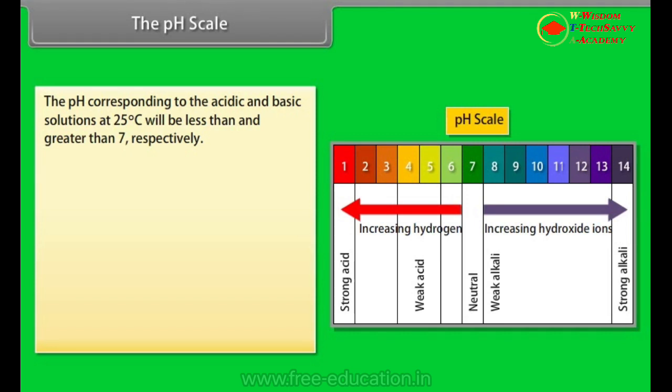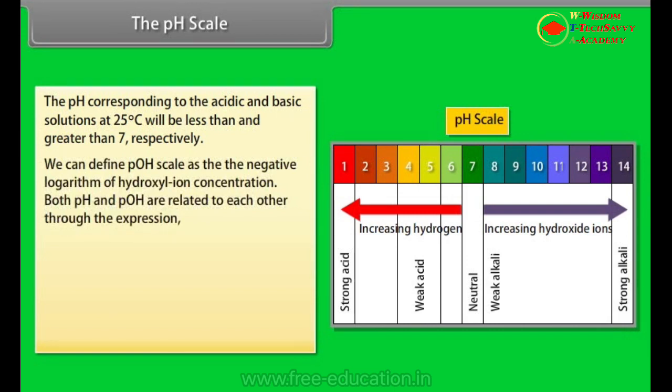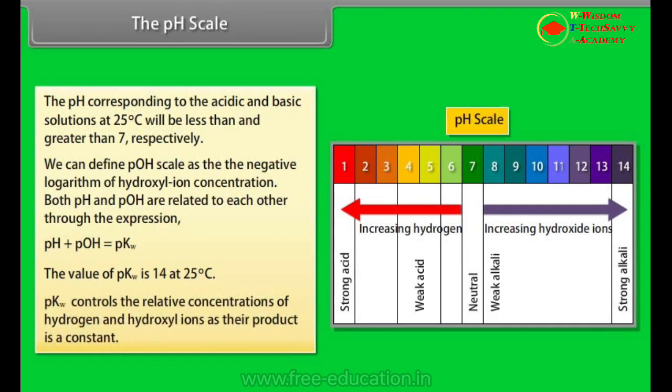7 respectively. We can define the pOH scale as the negative logarithm of hydroxyl ion concentration. Both pH and pOH are related to each other through the expression pH plus pOH is equal to pKW. The value of pKW is 14 at 25 degrees Celsius. pKW controls the relative concentrations of hydrogen and hydroxyl ions as their product is a constant.